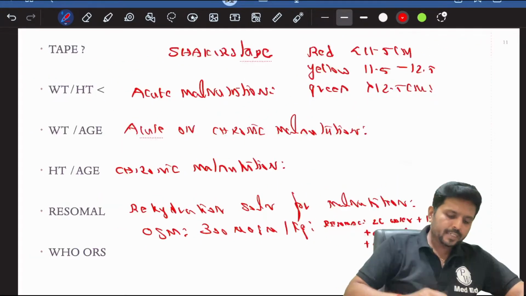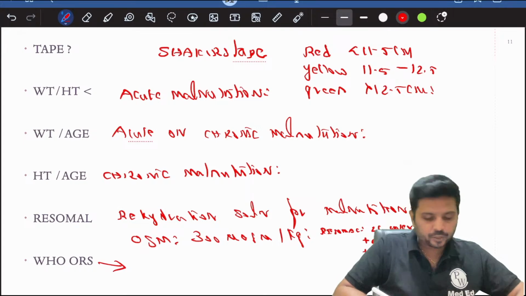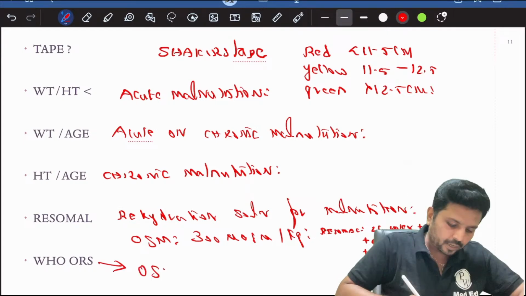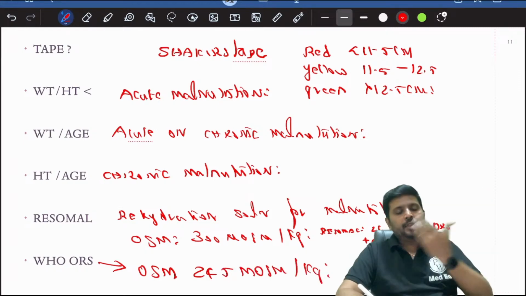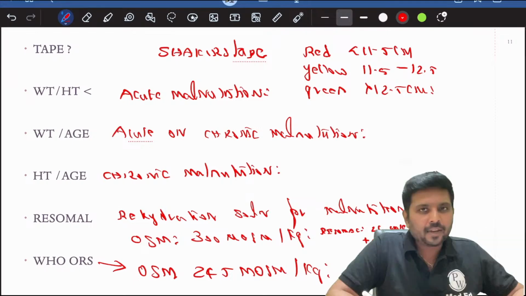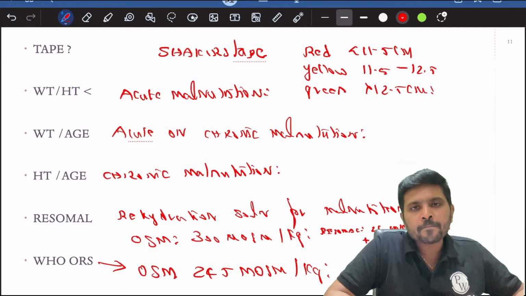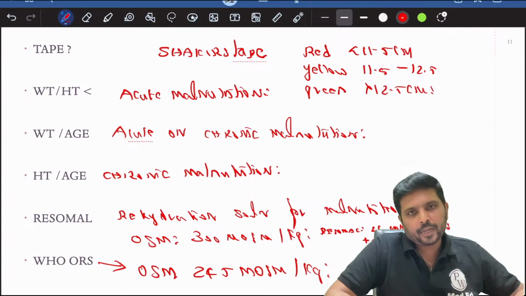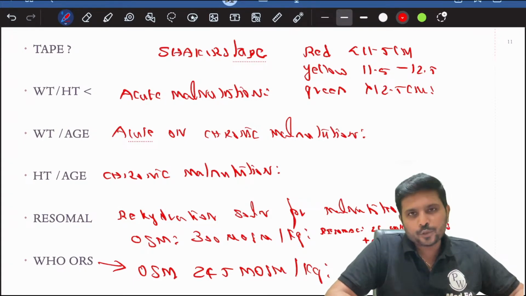What is WHO ORS? WHO ORS is the ORS that we are using right now. The osmolality of WHO ORS is 245 milliosmol per kilogram. The old ORS, 311, is not at all used nowadays, because the old ORS was mainly used for cholera diarrhea, but the majority of diarrhea which occurs right now is post-viral diarrhea, in which the amount of osmolality lost in stool is less.